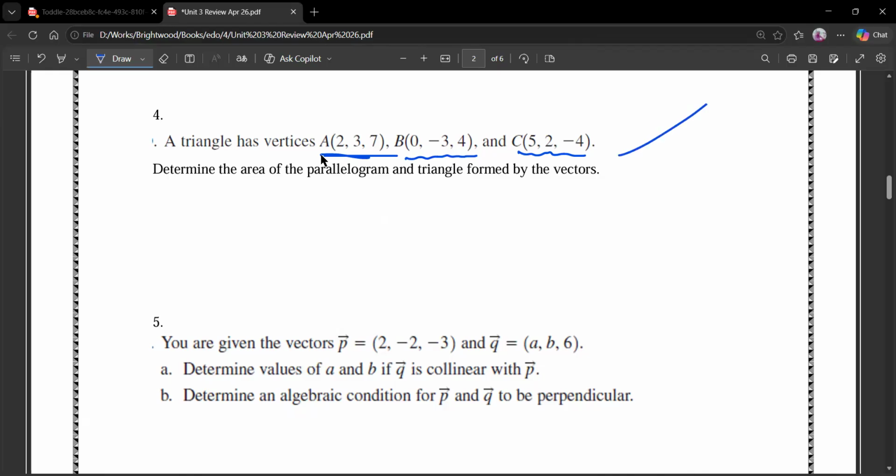If you consider the triangle ABC, it's half of the parallelogram. Now they are asking for the area of the parallelogram. So how to find it? If you consider the vectors AB and AC separately.